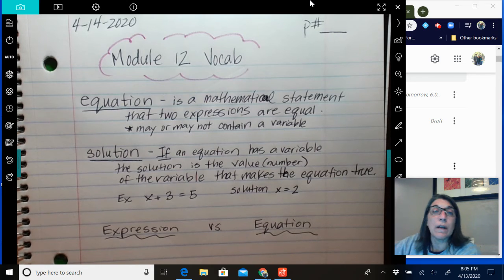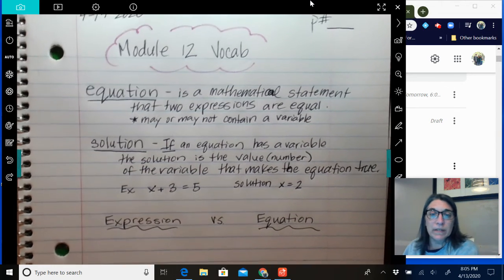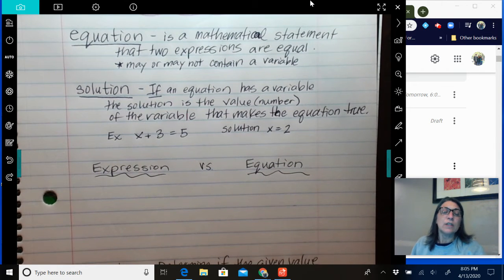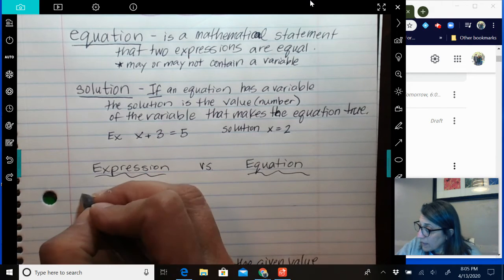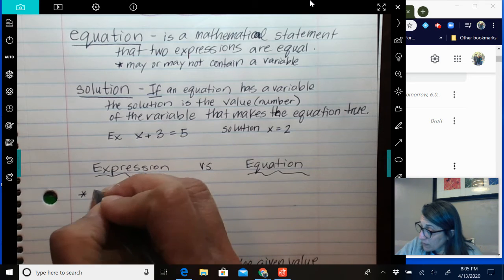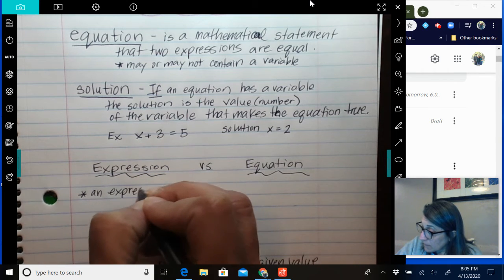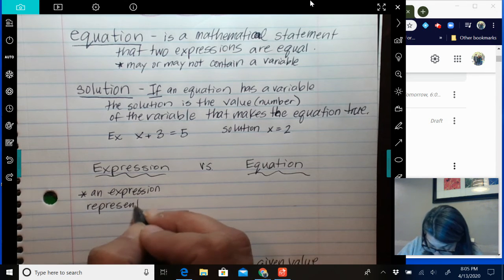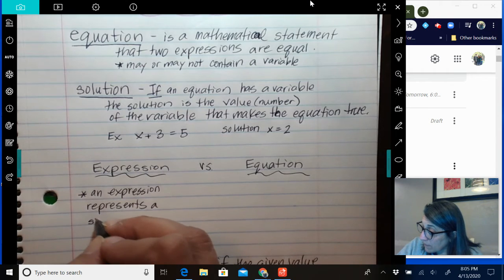So you're going to have questions like, is 5 a solution for this equation? And you're going to go, what are they asking? They just want to know if you put 5 in the place of the variable, will it solve the equation? Will the equation be equal on both sides? So the other thing I want you to add here is expression versus equation. We talked about expression, but I want to add, because I never mentioned this before, that an expression represents a single value.